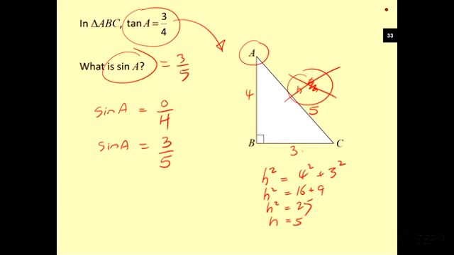So what's cos A? Cos A would be adjacent on hypotenuse. Cos A is 4/5. Okay, so we could get asked any of them. What's sine A? 3/5. What's cos A?